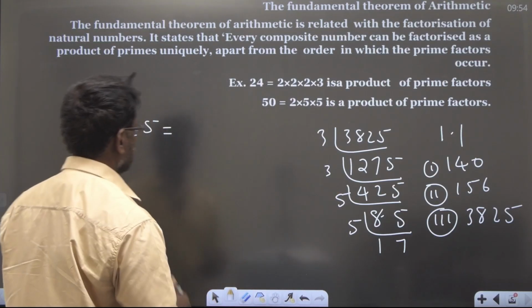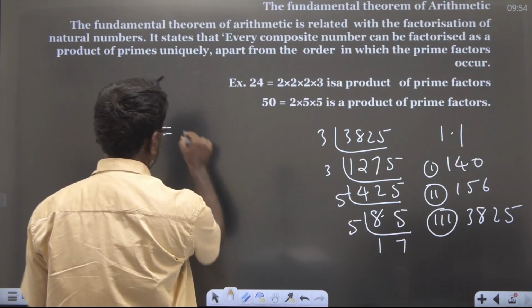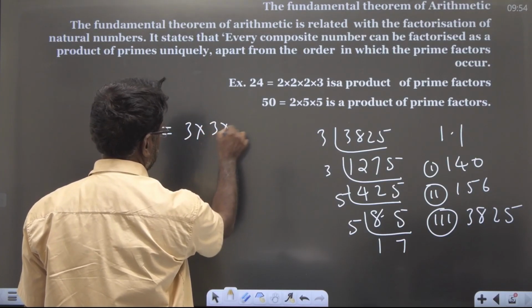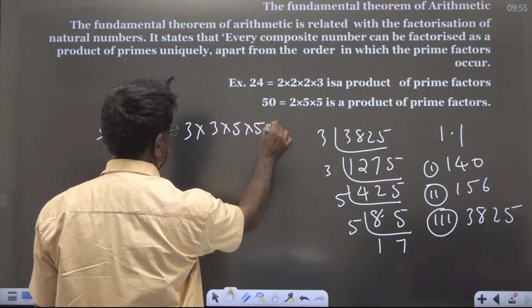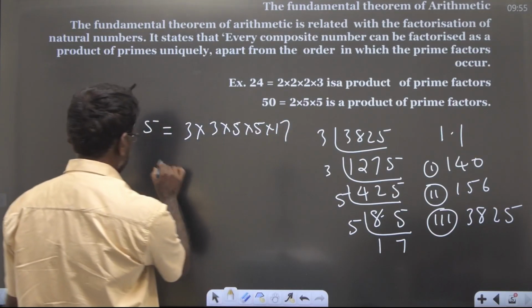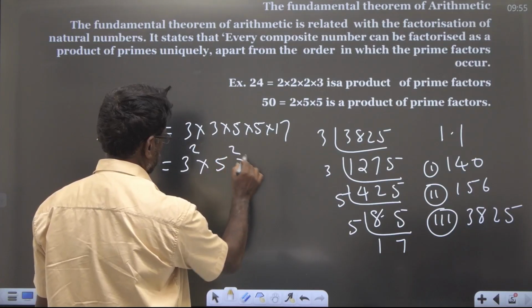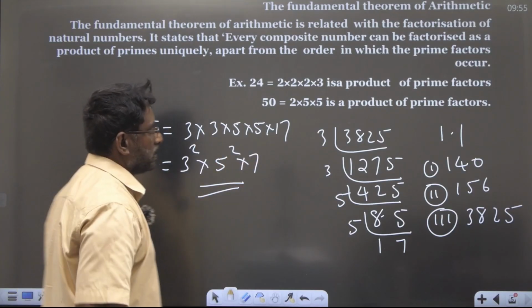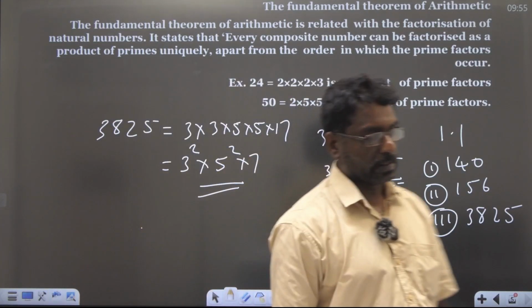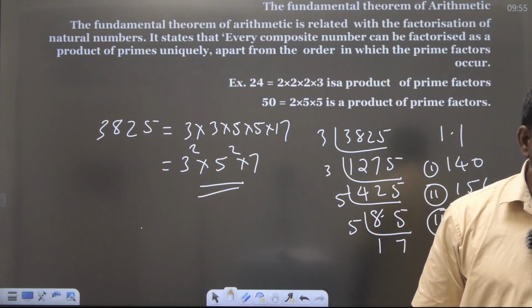So this is how we can express it. This is the product of 3 into 3 into 5 into 5 into 17. 3 into 3 can be 3 square, and 5 into 5 can be 5 square, into 17. This is the final answer.